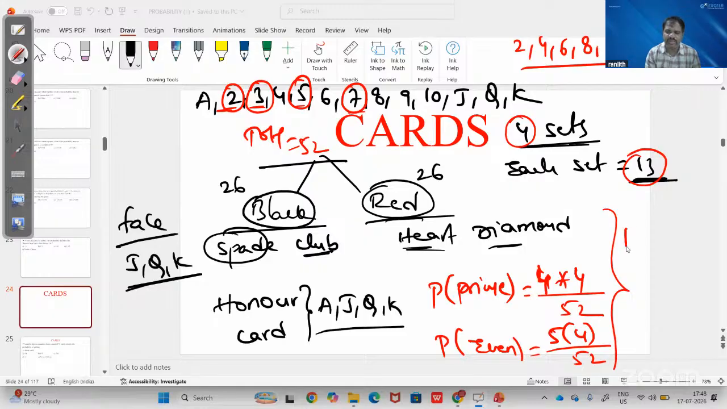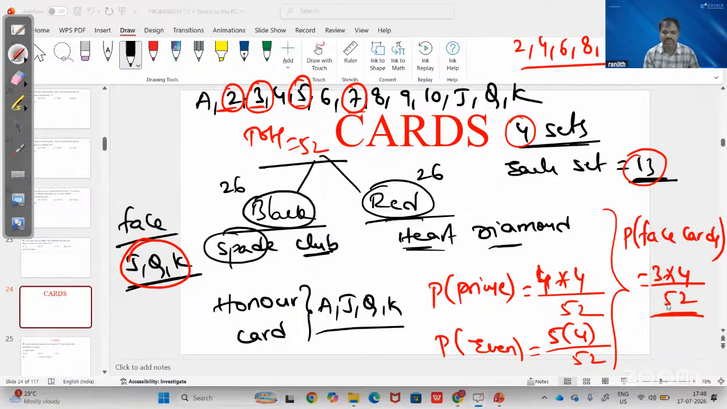And the next is the probability of face cards. How many face cards do we have? J, Q, K. In each set we have 3 cards. So that will be 4 sets in total, and each set will have 3. So it is 3 into 4 by 52.